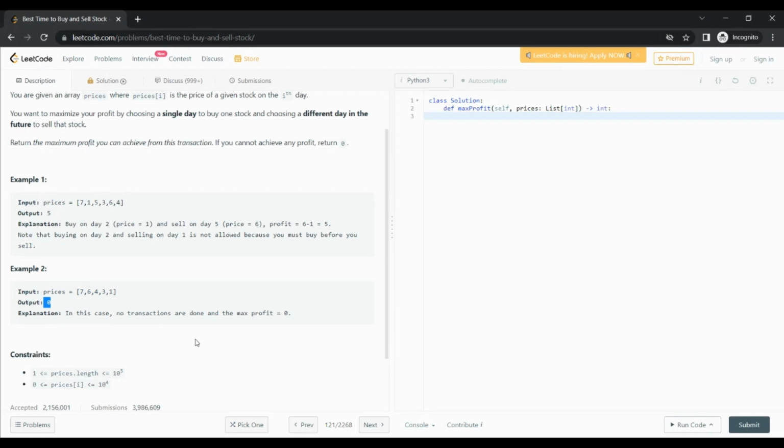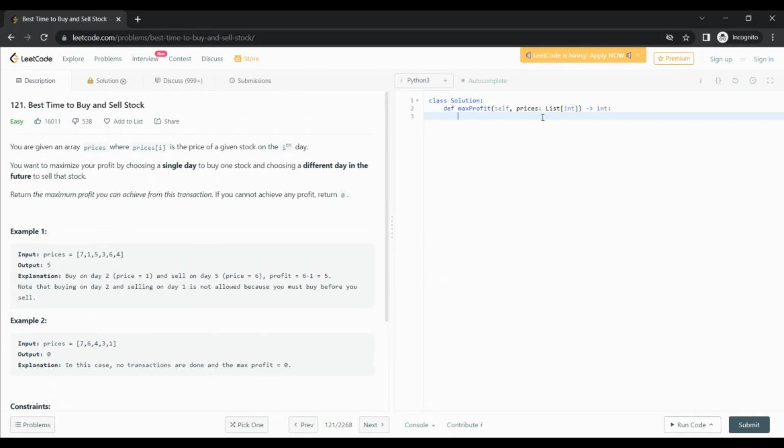So I hope you guys understood this. So let's begin coding. So as discussed, let's just have a variable called buying price, and we set it to the first element of the prices array.